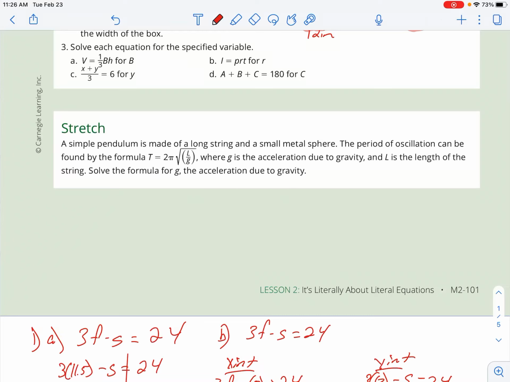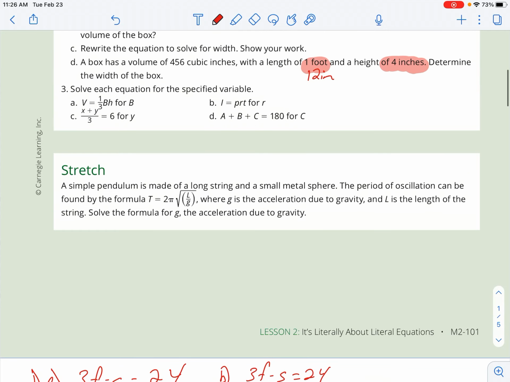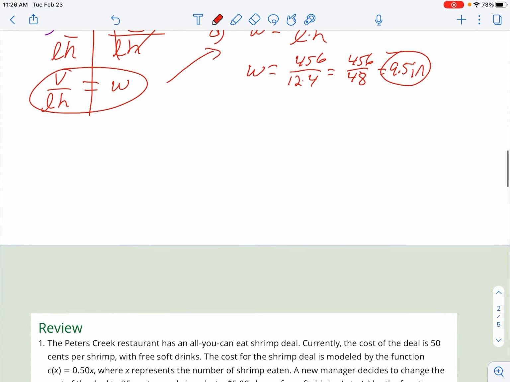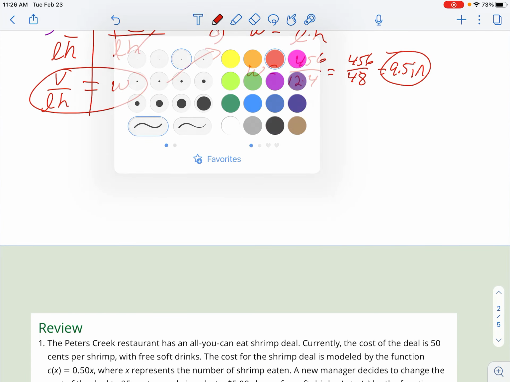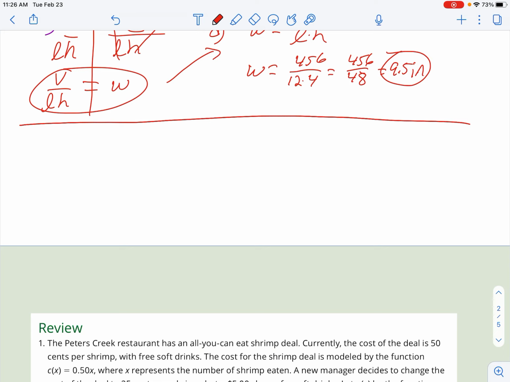All right, practice 3a and b. We want to solve for the specific variable. So I'm going to go ahead and take 3 and do it down below, a and b. So I'll go ahead and do it right here. Separate this out. Let's do 3a.